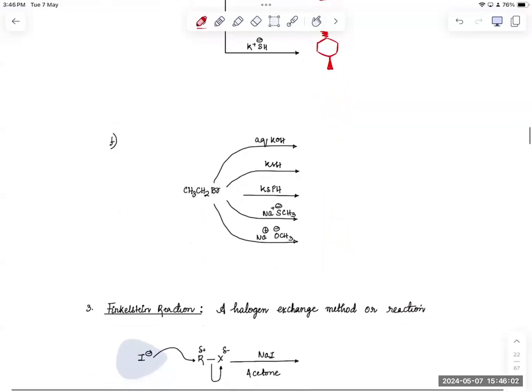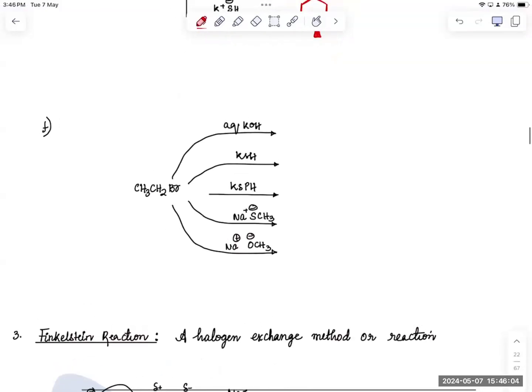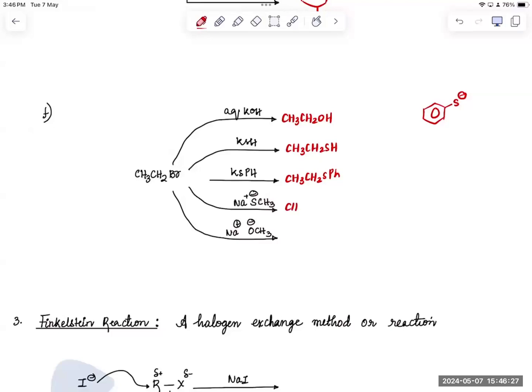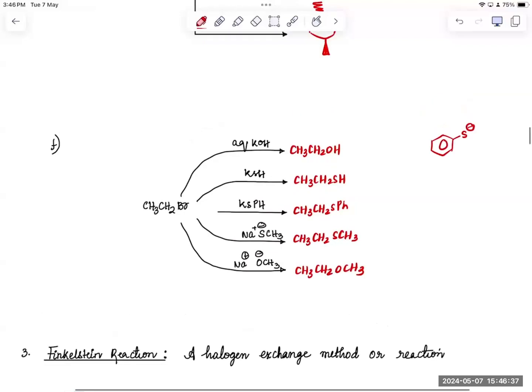Okay. Next. So based on that, F will be CH3CH2OH, CH3CH2SH, CH3CH2SPh. SPh is the thiophenyl group. Next, CH3CH2SCH3, CH3CH2OCH3. So these are the products formed.